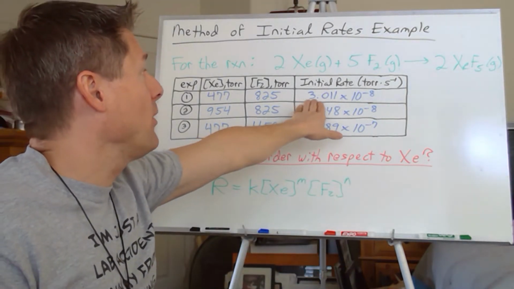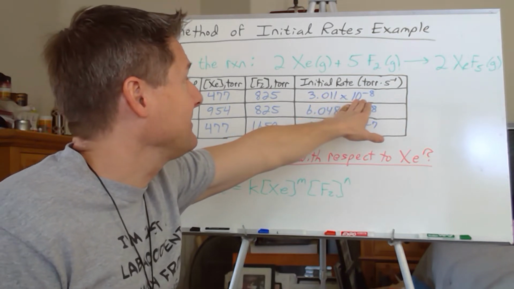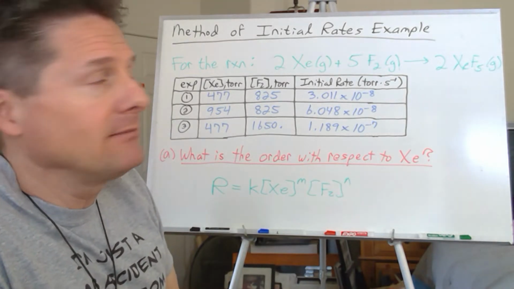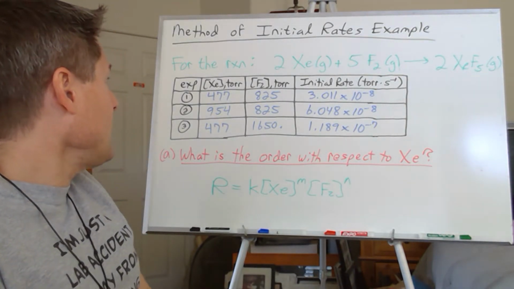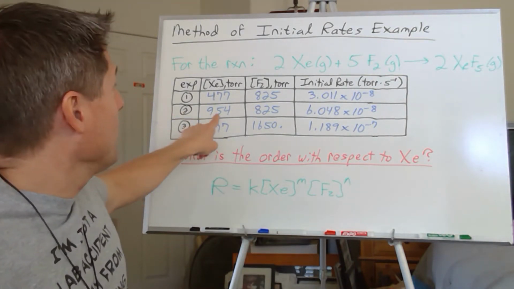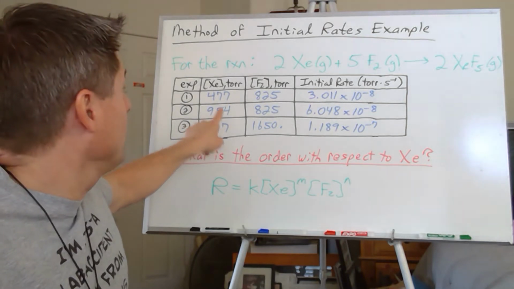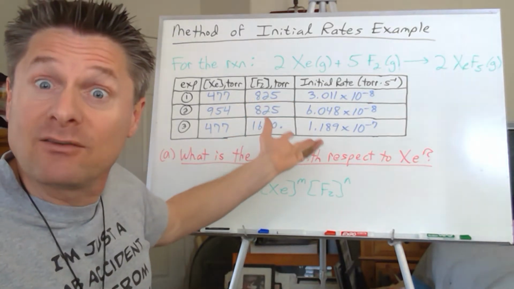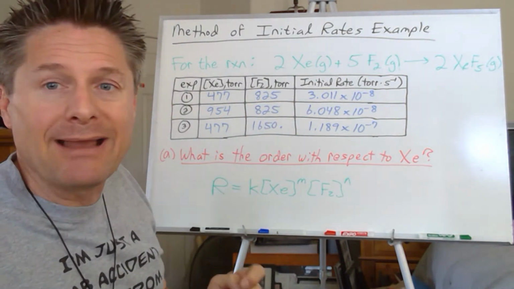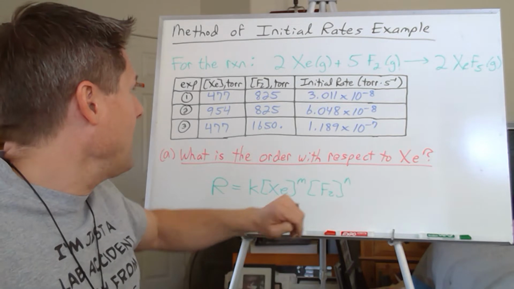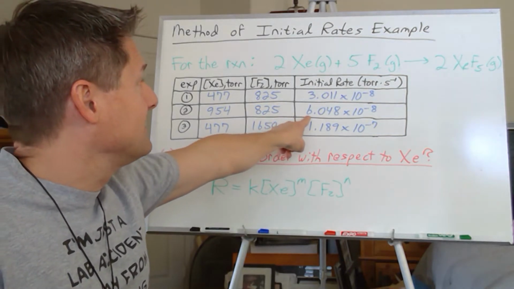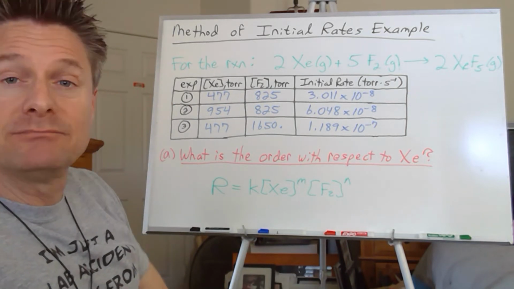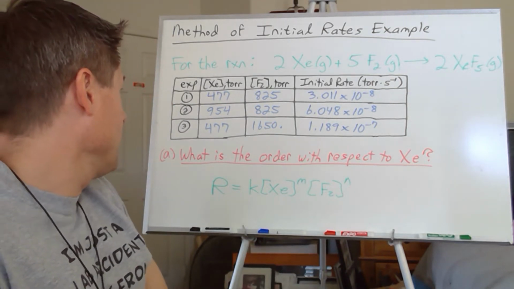And let's say we get 3.011 times 10 to the minus 8 torr per second or something like that, right? All right, no big deal. And let's say we do another experiment where we make the xenon 954 torr. So we double the xenon, but we hold the fluorine constant at 825, right? So we're doubling one of them, and look at the impact on the initial rate. Okay, so we get 6.048 times 10 to the minus 8th, right? In this case, torr per second or something.